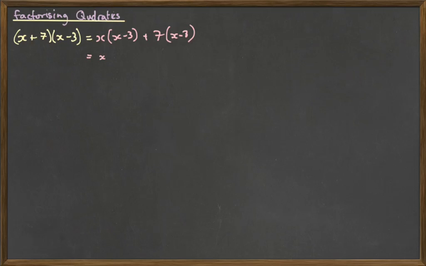So I expand the first bracket and I get x squared minus 3x. I expand the second bracket and I get 7x minus 21. Okay, simplifying that gives x squared plus 4x minus 21.